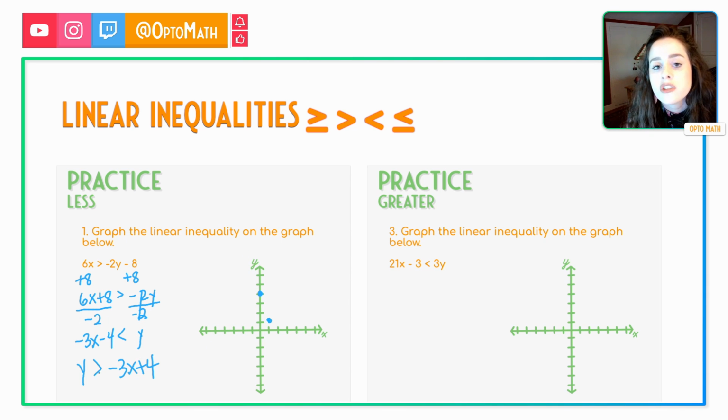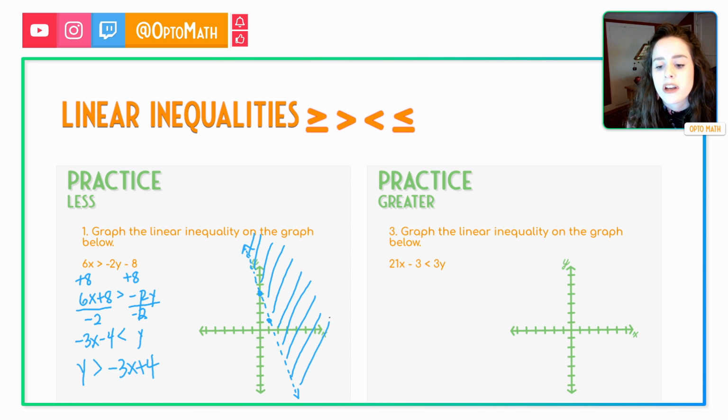Now, there is no or equal to piece, so this needs to be a dotted line. Y is greater than, so you're going to be shading above. I like to just kind of do some lines to show my shading, because if I start coloring, then I'm going to be really making a mess of my graph.